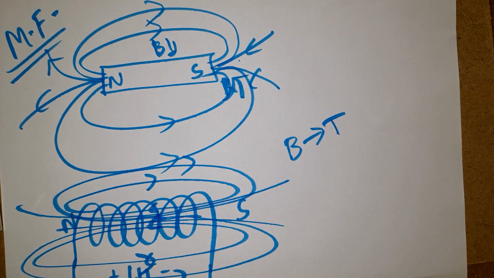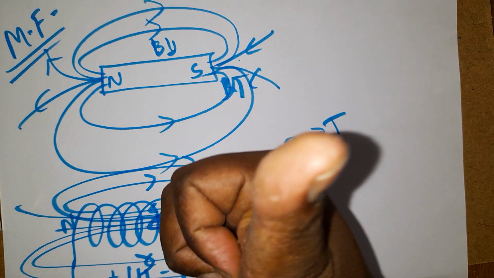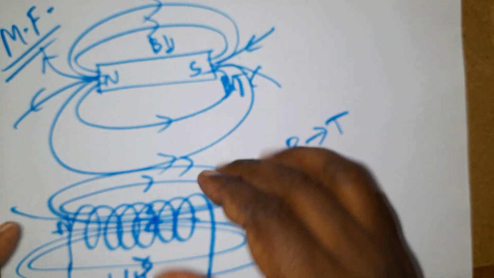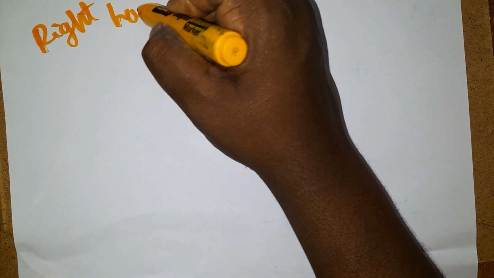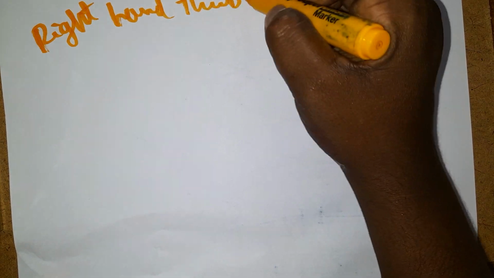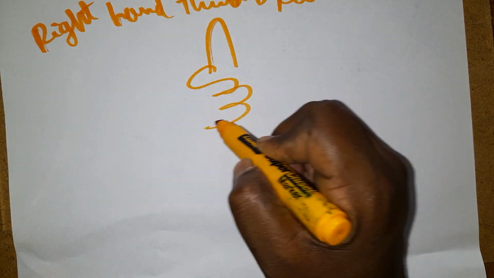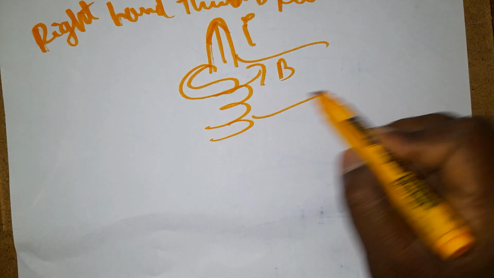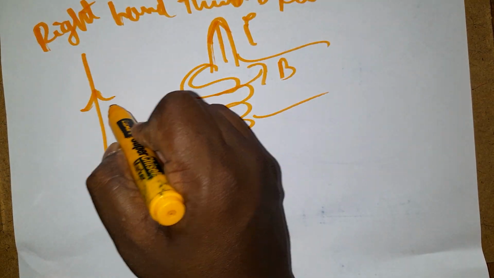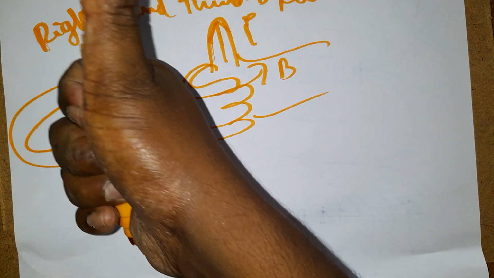Okay, next one, right hand thumb rule. My thumb is representing the current direction, finger is representing the magnetic field direction. Rules also you need to know from this chapter. My thumb is representing the current direction, my fingers will be representing the magnetic field direction. So in case the wire is like this, a circular magnetic field will be produced. You should use the right hand thumb rule to find the magnetic field direction.